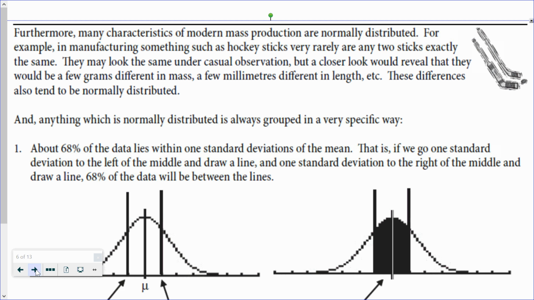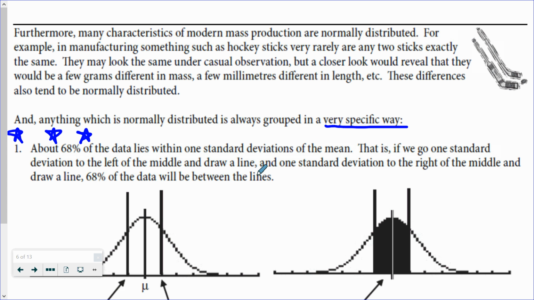The example that we had the other day was bags of potato chips. It's not perfect. You've all got a bag of potato chips if you eat potato chips. That's way too empty, and then you've potentially got one that seems a little extra full, which is pretty sweet. So again, this mass production thing tends to have these normally distributed differences in some type of measurement. Anything that is normally distributed is always grouped in a very specific way. I can't put enough stars on these pages for you guys. This specific way is quite important within this unit.